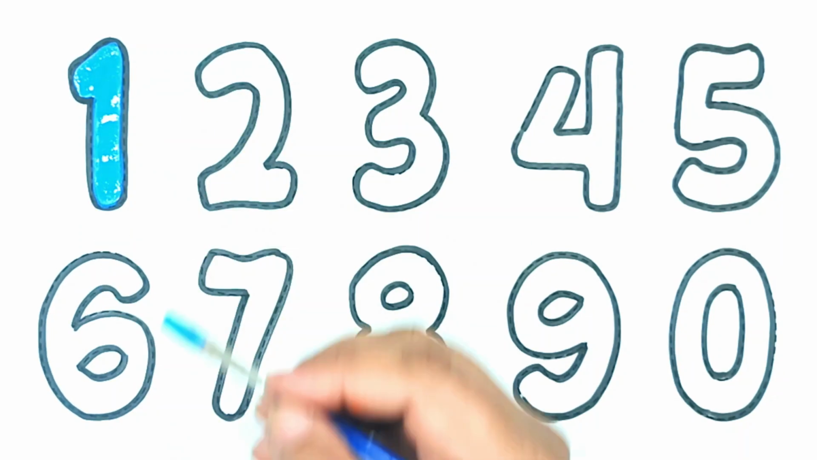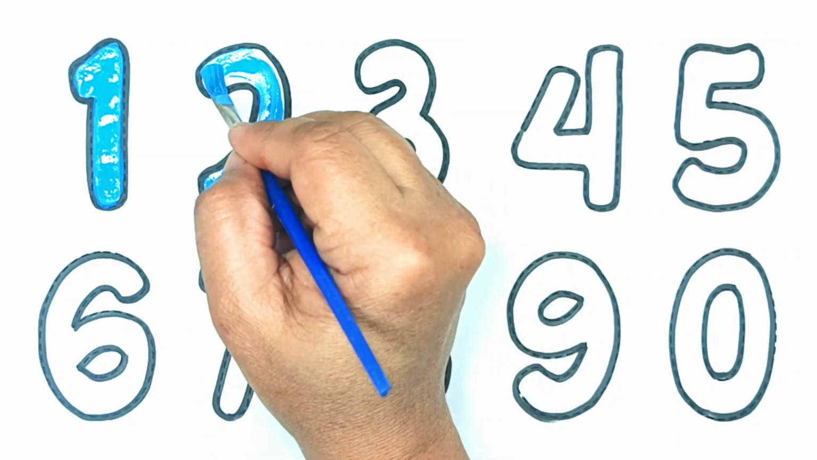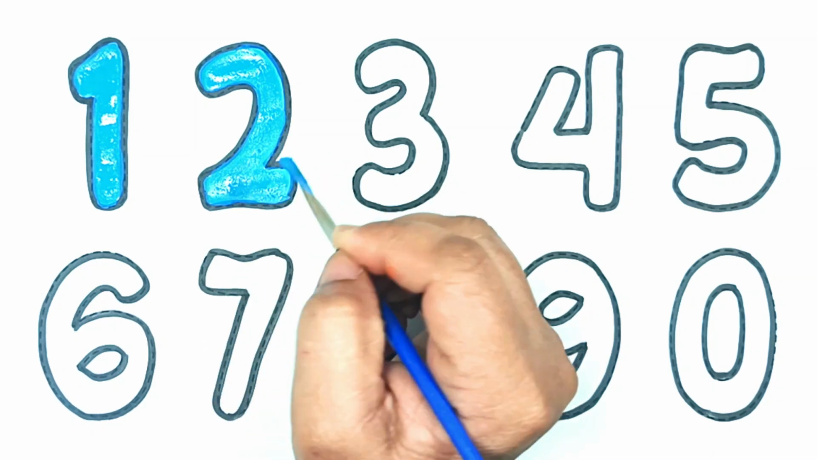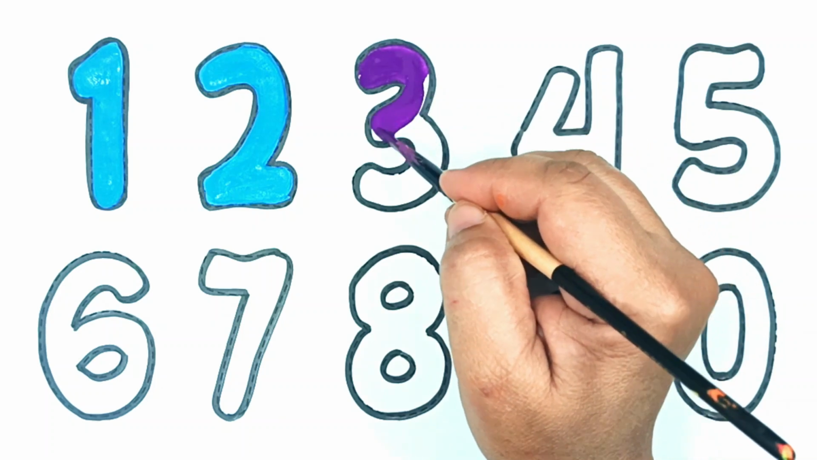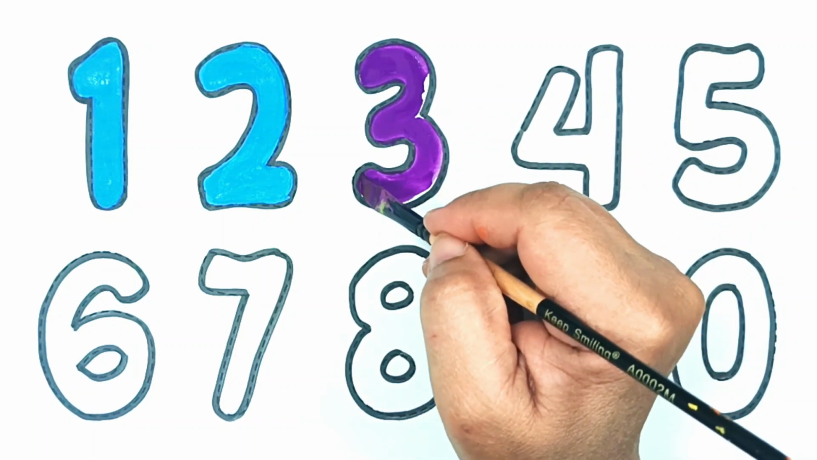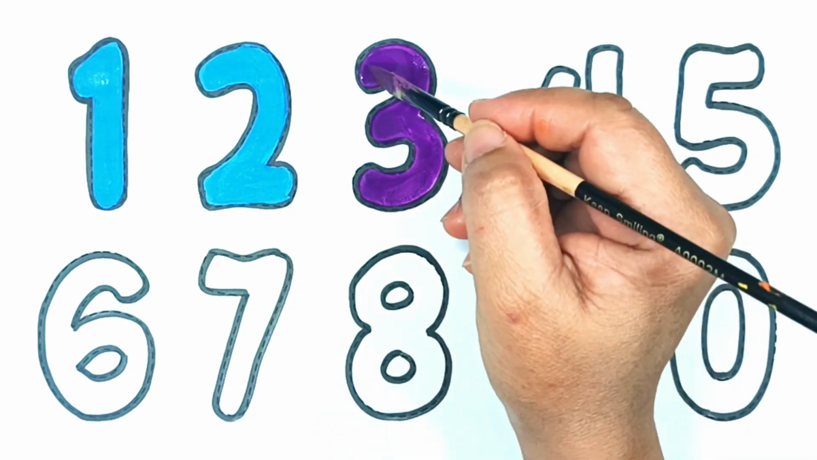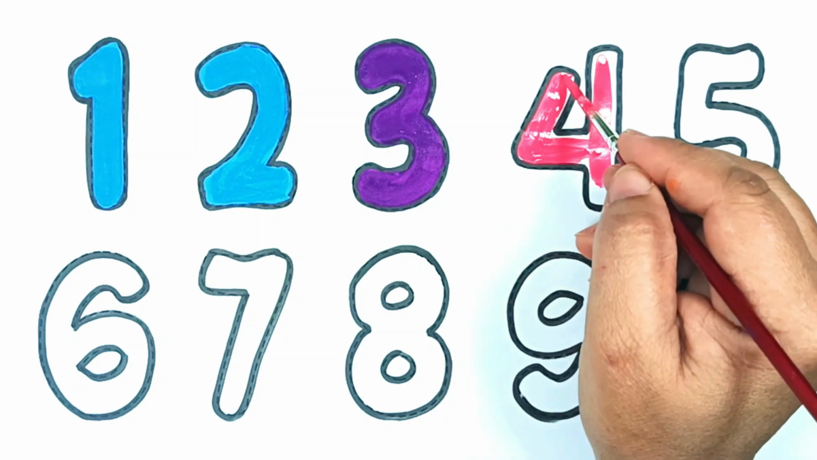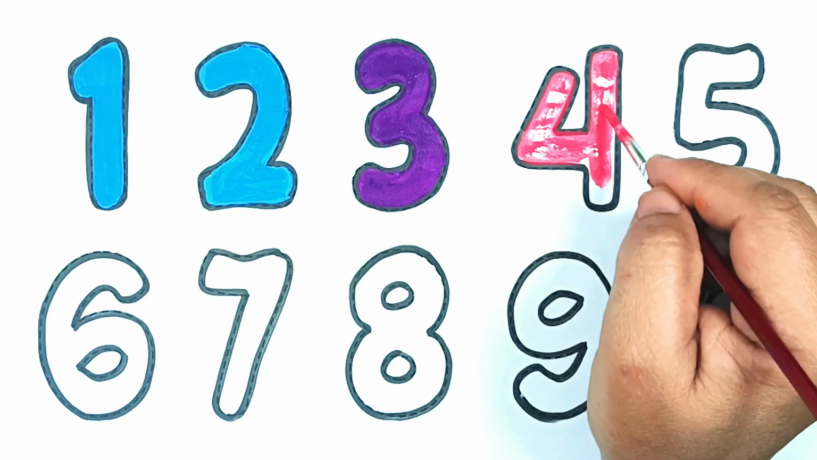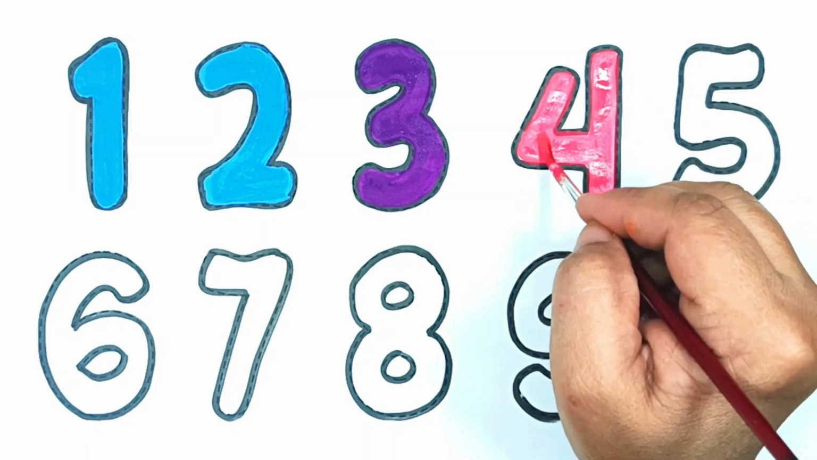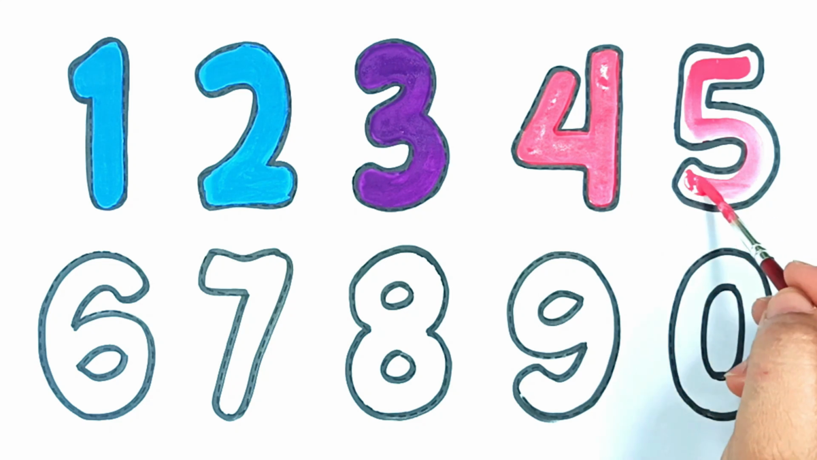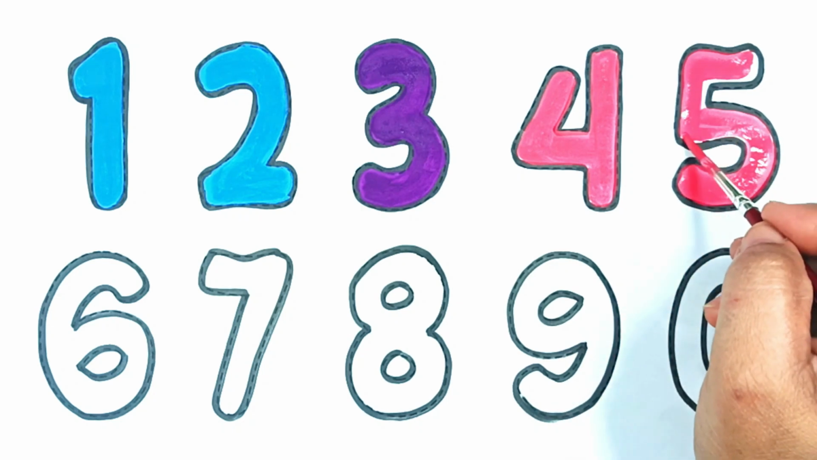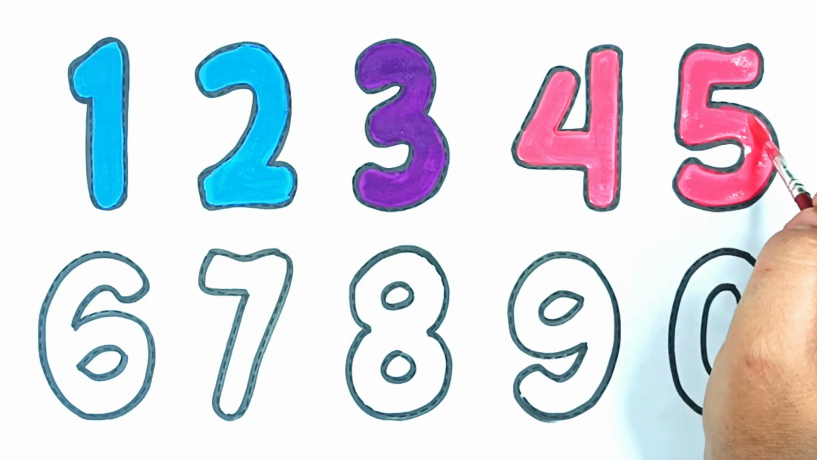One cat sleeps. 2, two birds fly. 3, three dogs play. 4, four cars go. 5, five flowers bloom.